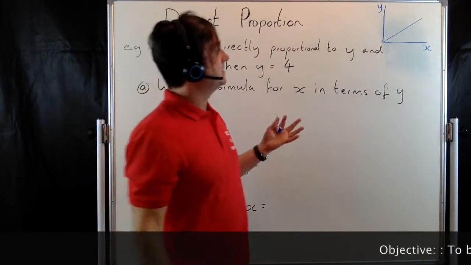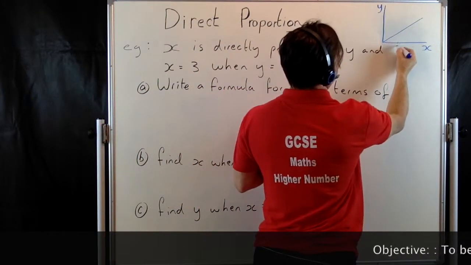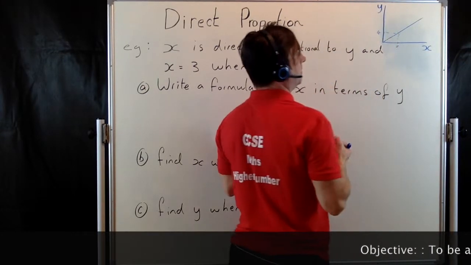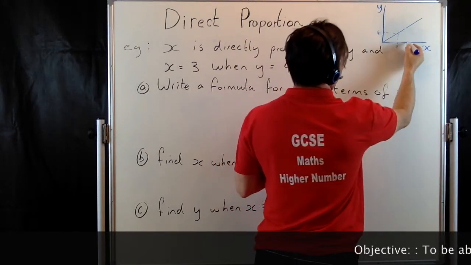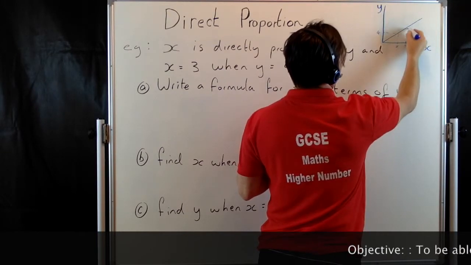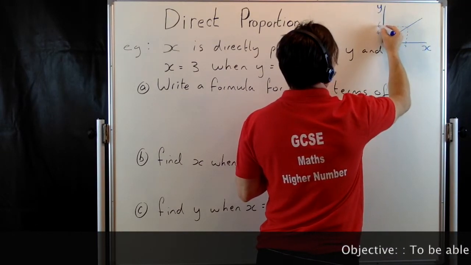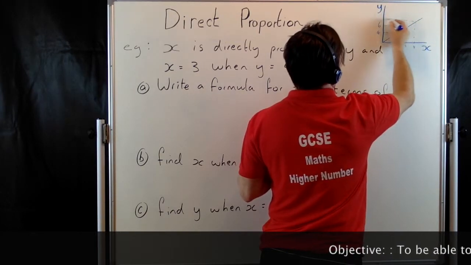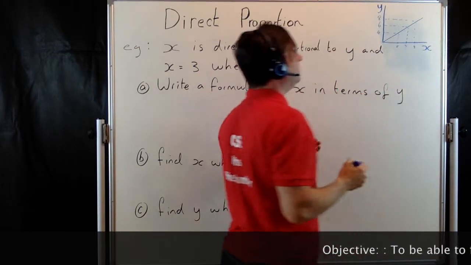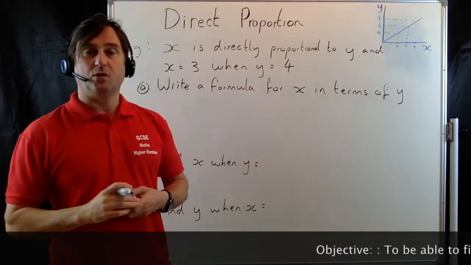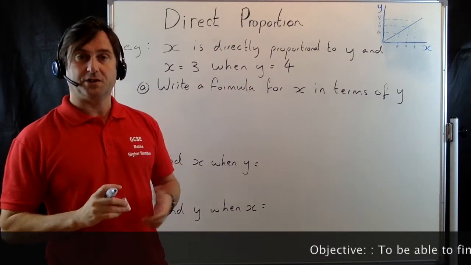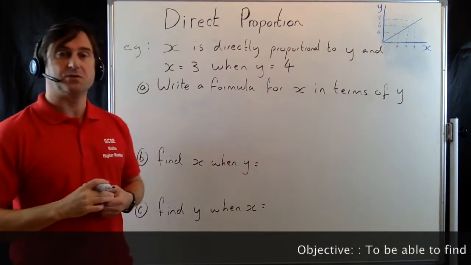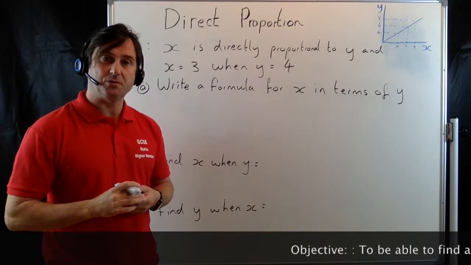Now, what that means is, for example, if X was 2, Y might be 4. But then when X goes up to 3, Y would go up to 6. And when X went up to 4, Y would go up to 8. Because Y is always double what X is, always twice as much. It's in direct proportion. That's what we mean when we talk about something being directly proportional.